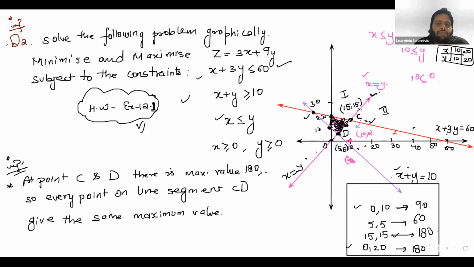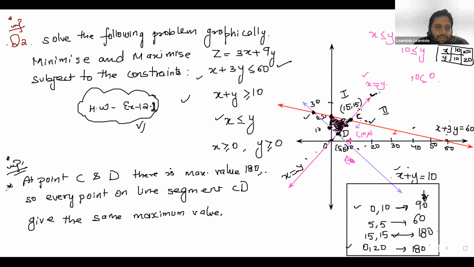Now on CD, if you take any point on CD, it will give you the maximum value. If at 2 points you are getting a maximum or minimum value, join those points, and on the line segment you get, take any point and you will get the same maximum value. In an objective question, they ask you at how many points the maximum value occurs. So what will be the answer? Infinite or two? Two. Why two? Why not infinite? Because we have 2 points.